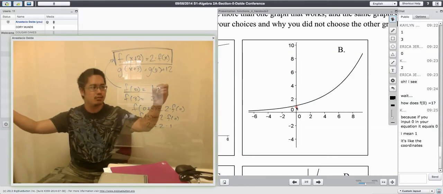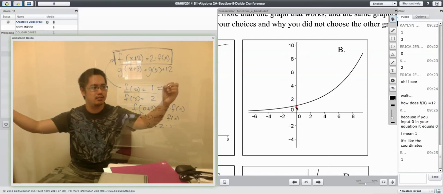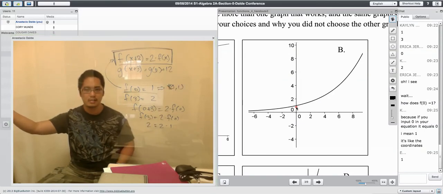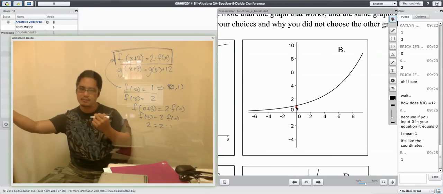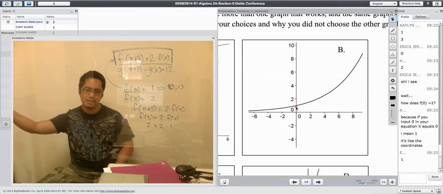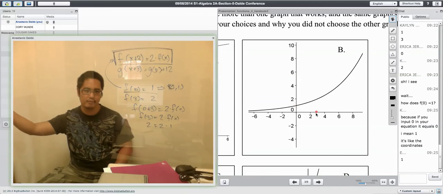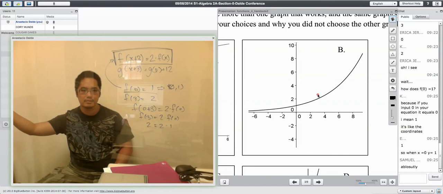Yeah, this is a coordinate. This is saying that x equals 0. If x equals 0, then the y value equals 1. Does that make sense to you? I'm just reading the coordinates of this thing. Like, for example, for x equals 3, the y value is equal to 2.